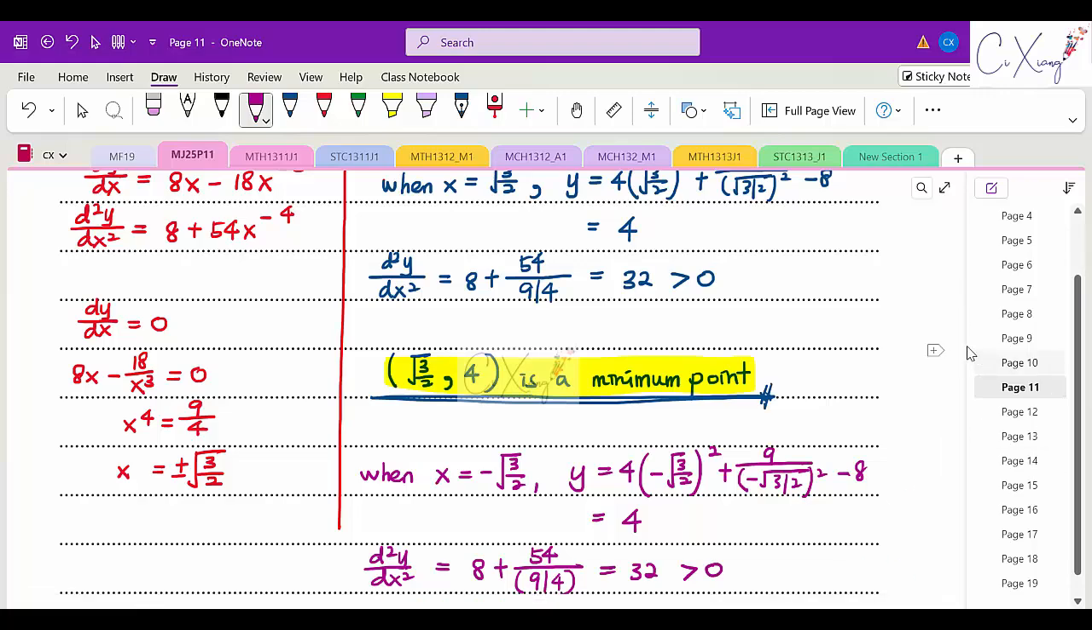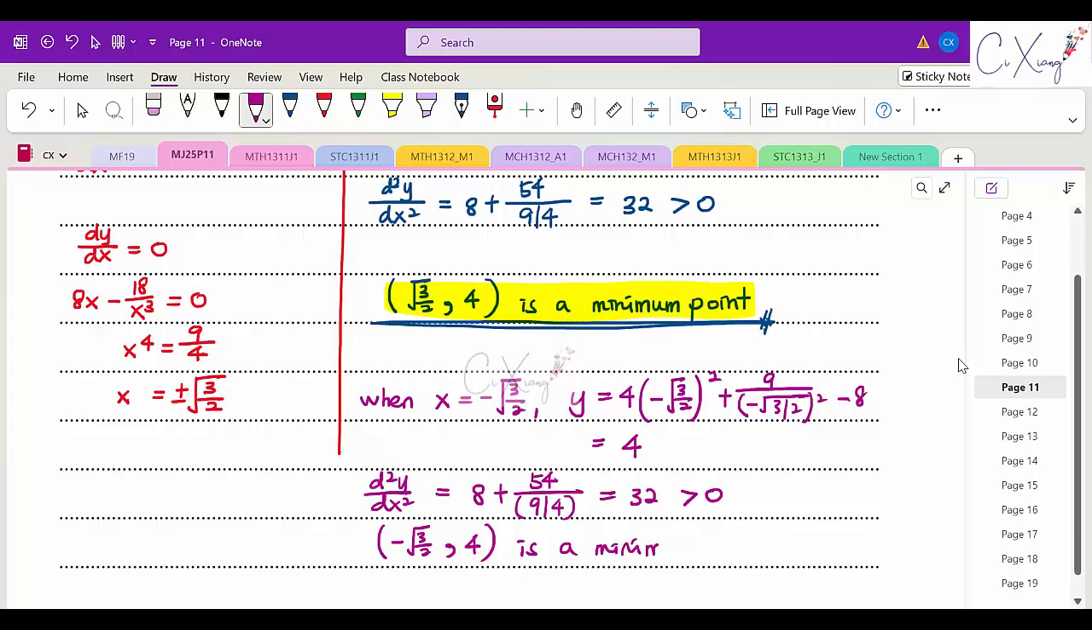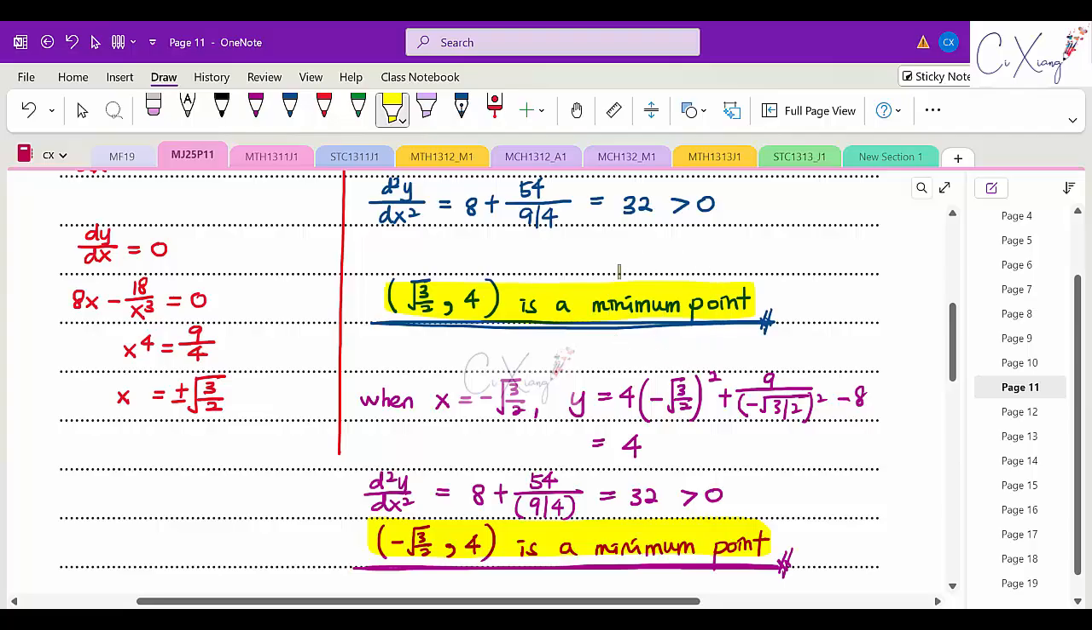And you can see that we are having the same conclusion for both points here. So don't forget to rewrite your answer again. This particular stationary point is also a minimum point. Right, so please state clearly your result for the stationary point and also the final conclusion, whether it is the maximum or minimum point here. Right, this is how we solve question number 7.